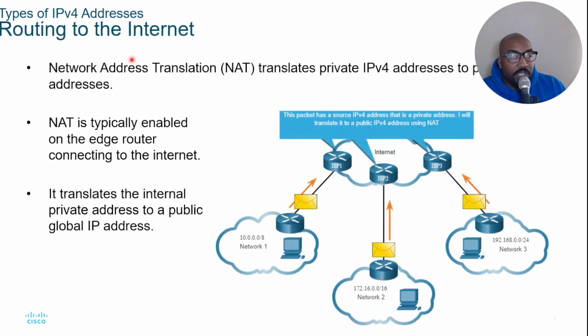So network address translation provides IPv4 addresses to the public. And I'm going to show you a picture of what that looks like here in a second. NAT is typically enabled on the edge router connecting it to the internet. It translates the internal private IP address to the public IP address. So let's take a look at that. Let me show you what that actually looks like. Just put the word up here, NAT. That way we know what we're kind of talking about. It stands for network address translation.